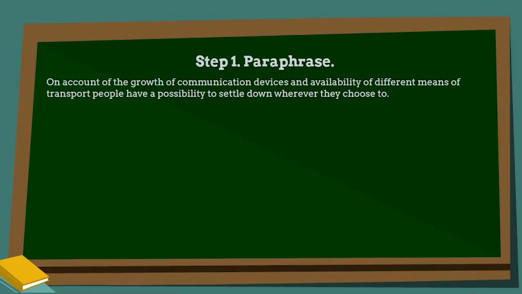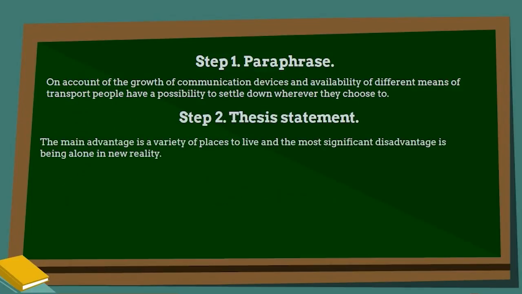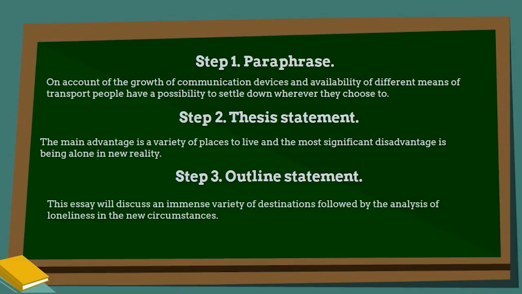Now it's time for a thesis statement. The main advantage is a variety of places to live, and the most significant disadvantage is being alone in new reality. And now look at the outline statement. This essay will discuss an immense variety of destinations, followed by the analysis of loneliness in the new circumstances. Of course, you can use firstly and secondly, but this time I did it in another way to show you that you can say it using other words.